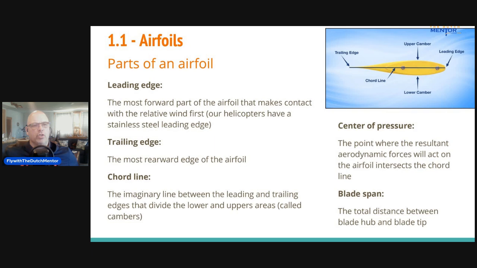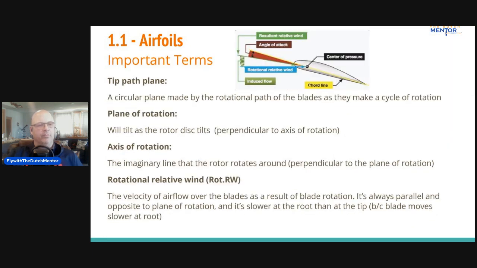So what are the parts of an airfoil? We have a leading edge. Often in our helicopter blades, you will see them covered in stainless steel. We have a trailing edge, which is the thinnest part of it. We have a chord line, which is the imaginary line from the front to the back. If it is split through the middle, equal on top and equal on the bottom, that's a symmetrical. If it is slightly bigger on top than the bottom, you have an asymmetrical. And then you have the blade span, which is the length of a blade from root to tip.